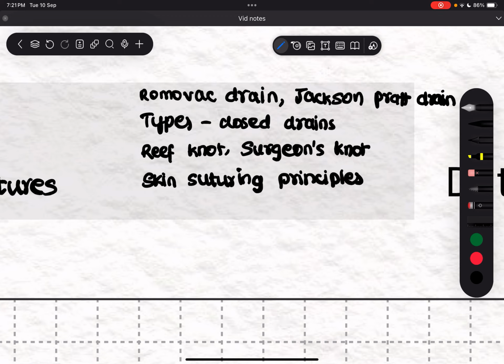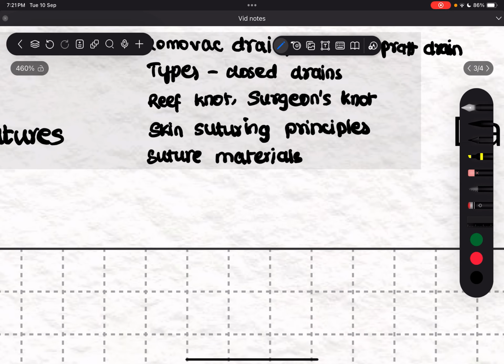and suture materials. In suture materials, the questions come under the pattern of the following are absorbable except, or the following suture materials are non-absorbable except. And the next is staplers and its uses.